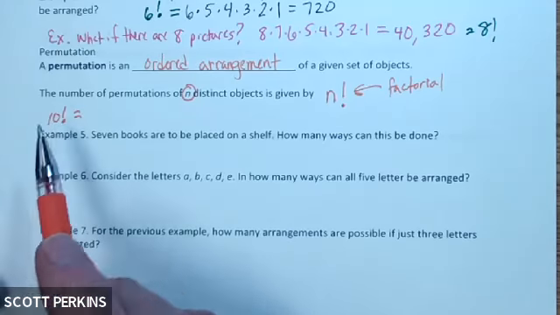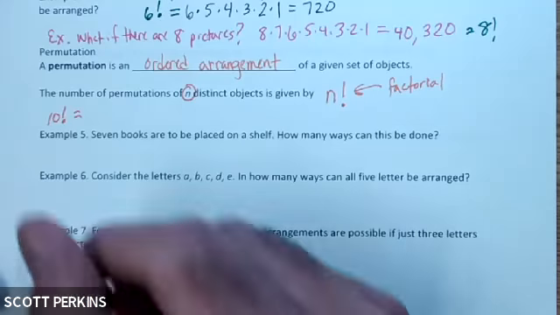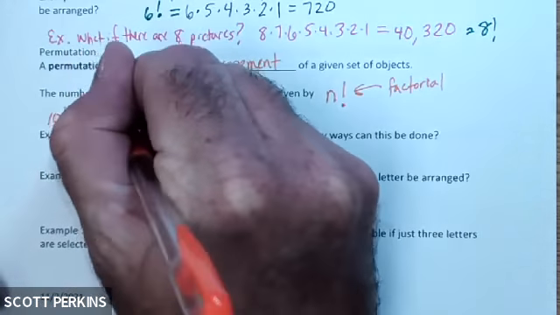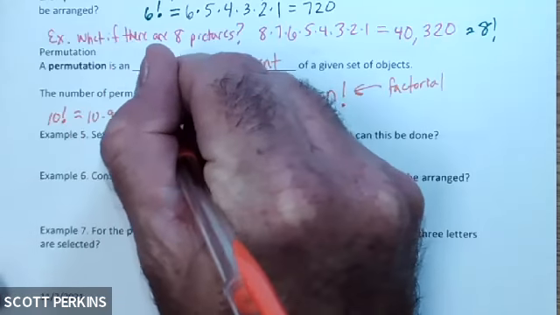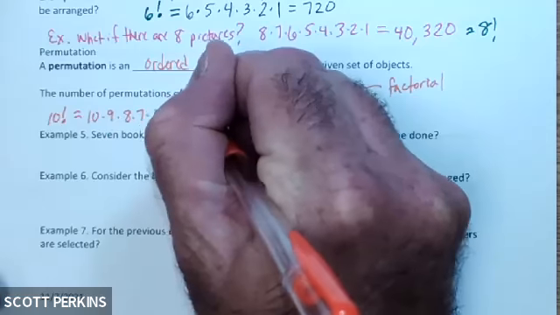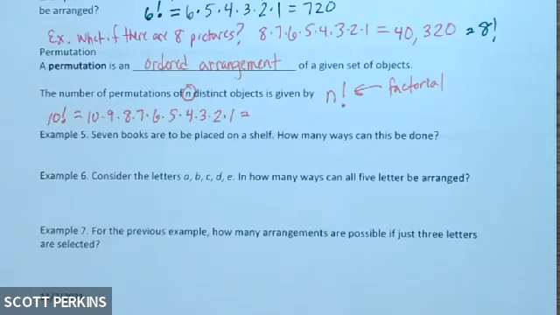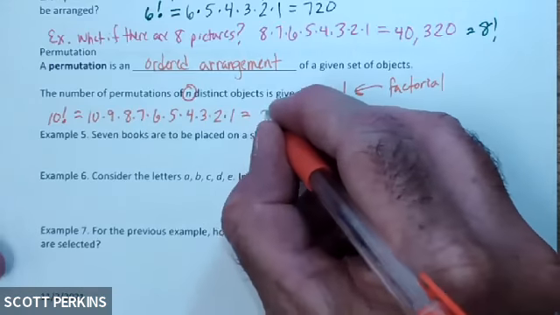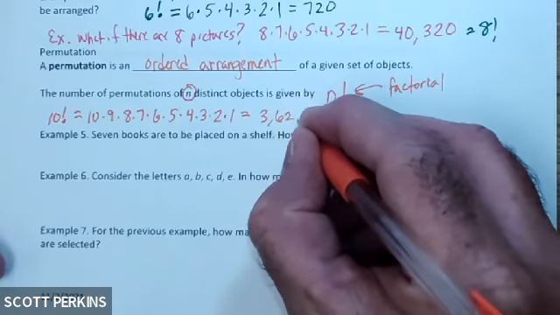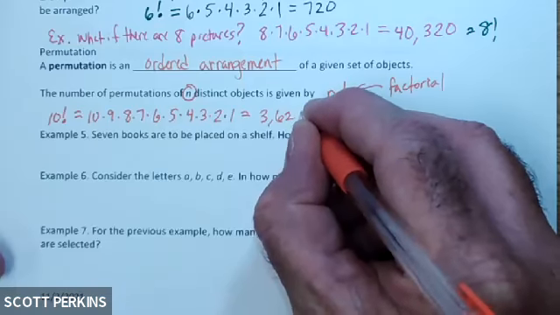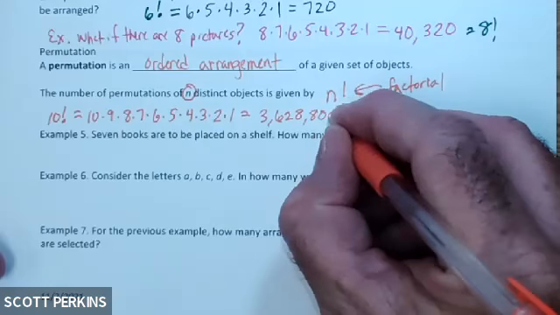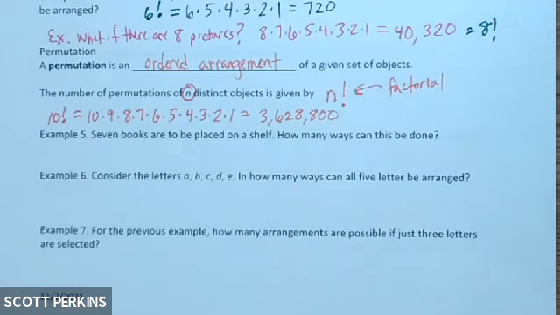So 10 factorial. First off, I asked you to list it out. That's 10 times 9 times 8 times 7 times 6 times 5 times 4 times 3, I'm exhausted now, times 2 times 1. You don't have to do that ever again. I just wanted to make sure you understood what a factorial was. But when you pop it into your calculator, what is that? 3,628,800. Excellent. Great job.